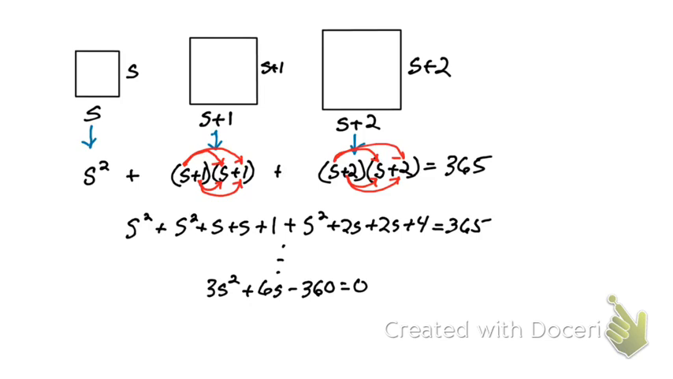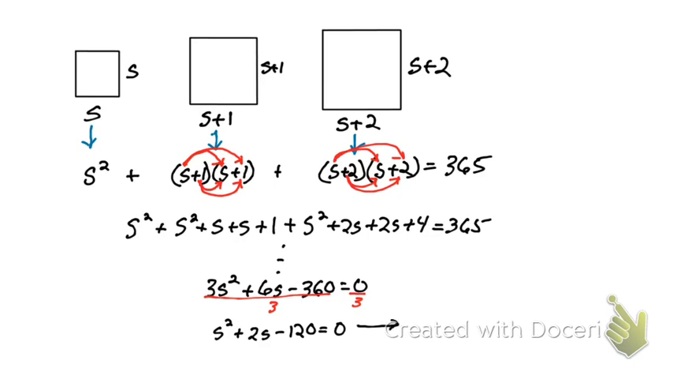Now, the only way to solve that is to factor it. But there's one thing you can do to make the factoring easier. You could simplify all the sides by 3. We could divide both sides by 3. Take 3 out of all of these. So we're going to divide both sides by 3. 0 divided by 3 is still 0. So we're going to end up with s squared plus 2s minus 120 equals 0.